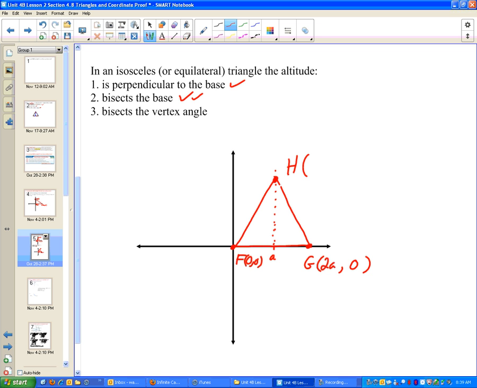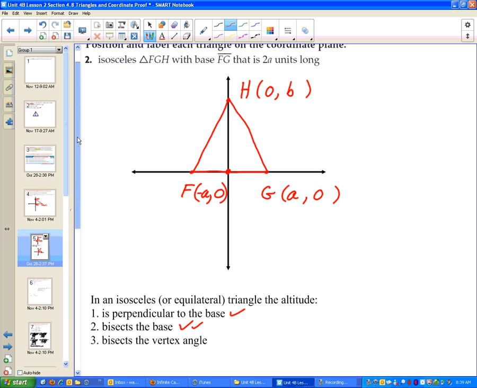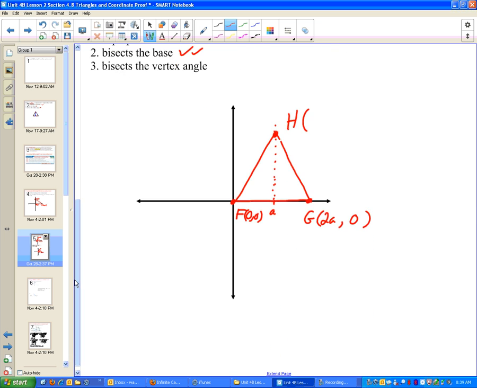Now, the x-coordinate of H, before it was 0, what's the x-coordinate of H now? A. And I still get to arbitrarily make up whatever the y-coordinate of H is. Is one way better than the other way? I don't think so. In fact, now that you've seen them both, couldn't you probably do them both? Okay?